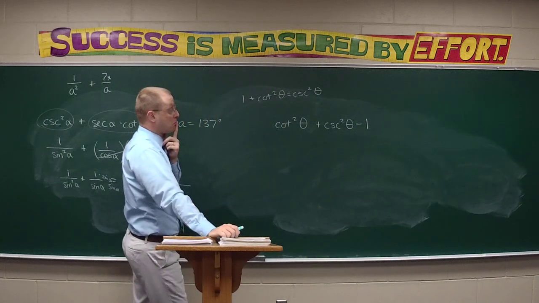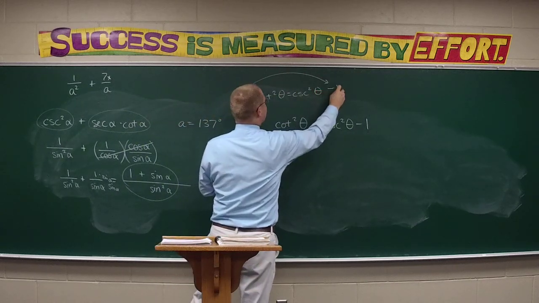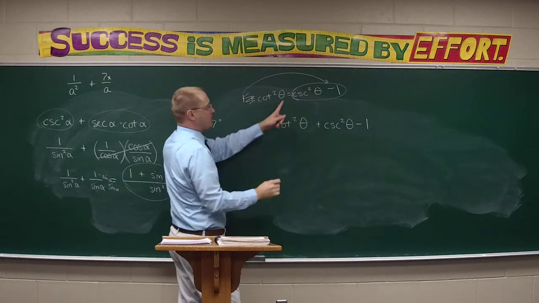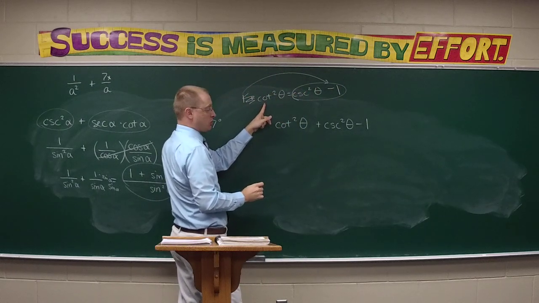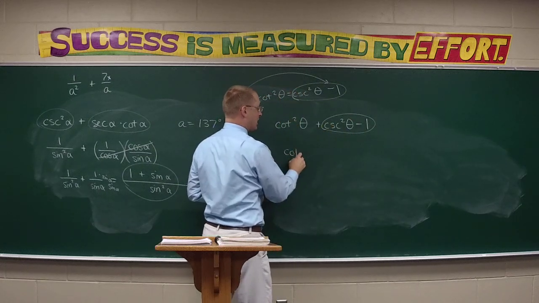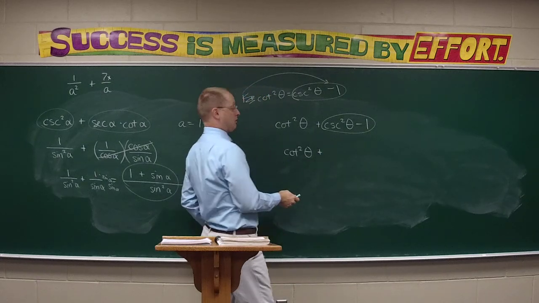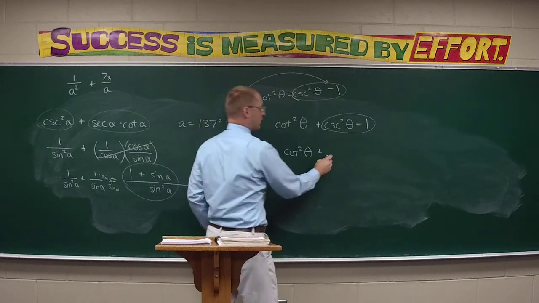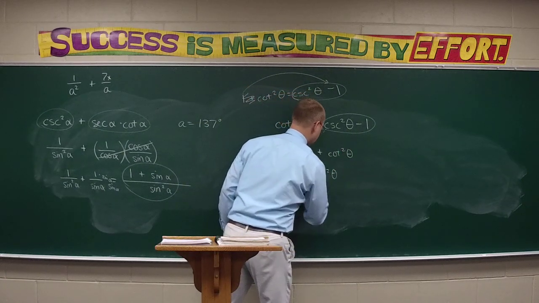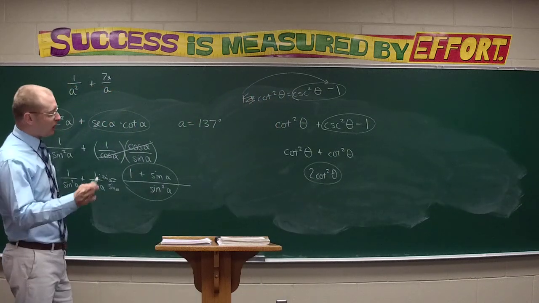Though, if you move over the 1, if I move the 1 over as a negative, cosecant squared minus 1 would simply equal cotangent squared, right? Well, right here I've got a cosecant squared minus 1. So instead of doing anything with sines and cosines, I could just replace that with cotangent squared. So it would be 2 cotangent squared. Boom! Nice and easy. They're not all like that. None of them are going to be all like that, but every now and then.